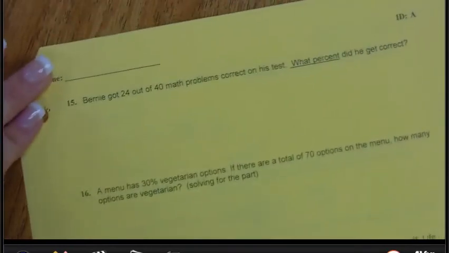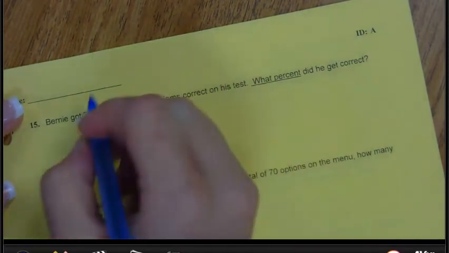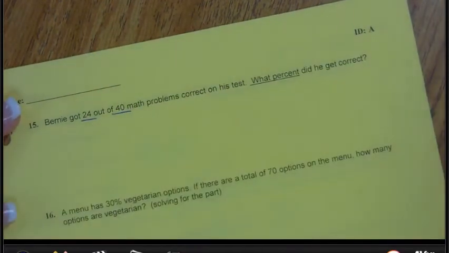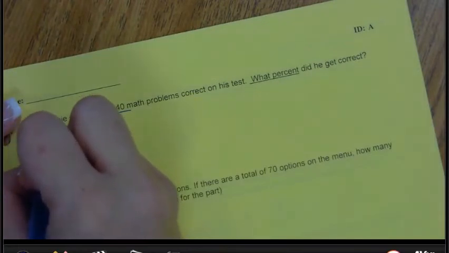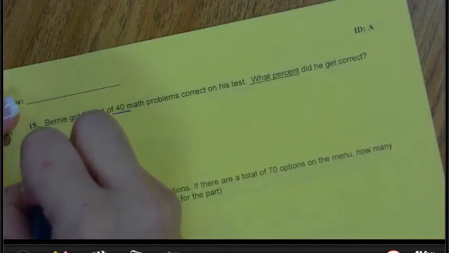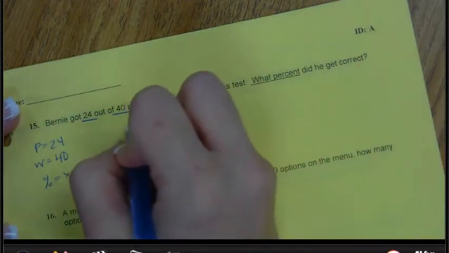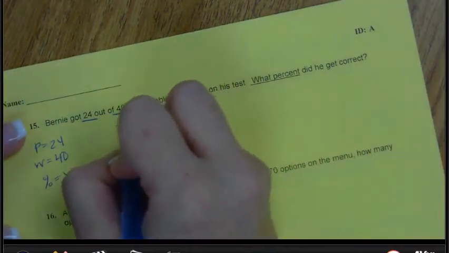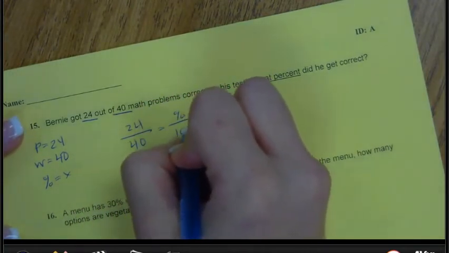All right. Number 15. Bernie got 24 out of 40 math problems correct on the test. What percent did he get correct? So I'm solving for the percent. So part is 24. My total, my whole is 40, and my percent is unknown. Let's go ahead and use our part over whole is equal to percent over 100.